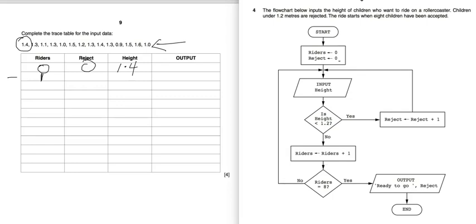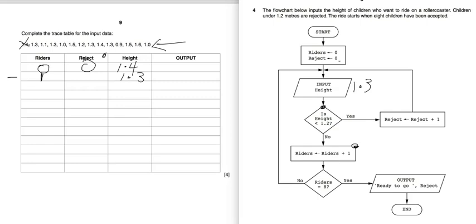Okay, so we're now on the next height. If I cross that one out, the next height is 1.3. So we're inputting 1.3. So we need to write that on our trace table here, 1.3. Reject hasn't changed. That variable there hasn't changed. So we just leave that blank. If variables don't change, just leave them blank. So then we move down here. Is the height less than 1.2? No, it isn't. So we go here.